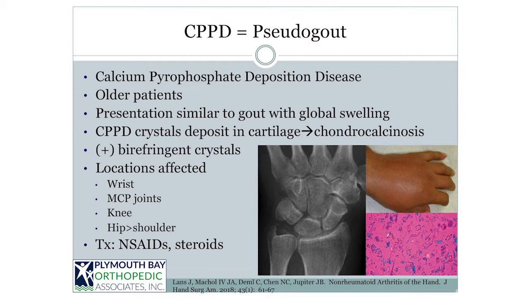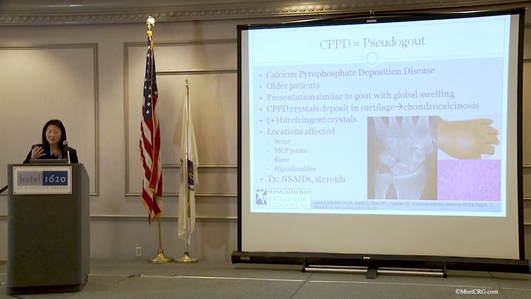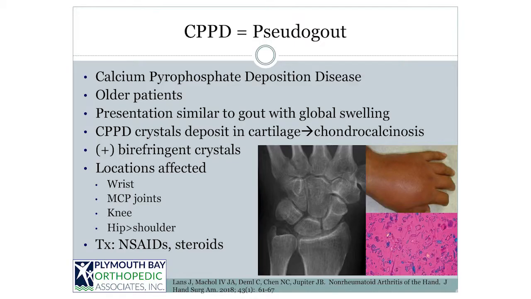Pseudogout is also a crystal deposition disease, but it's a calcium pyrophosphate deposition disease. This presentation is very similar to gout, where you have a lot of swelling within a joint. Most patients present after waking up with the problem. Again, it's confused a lot with septic arthritis in the wrist, but basically the crystals here deposit within the cartilage itself.